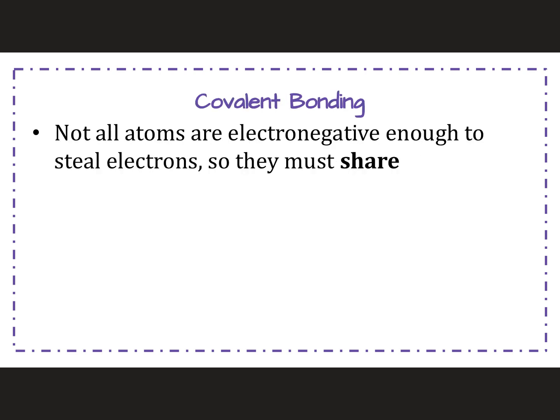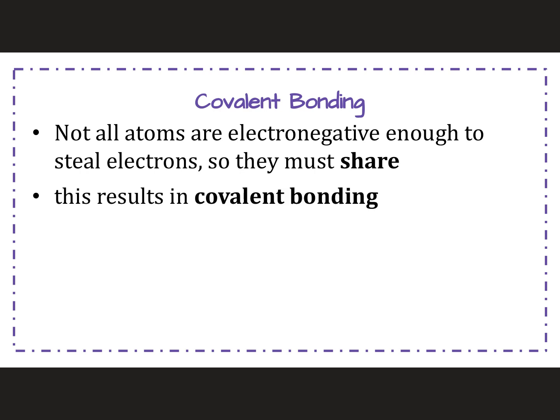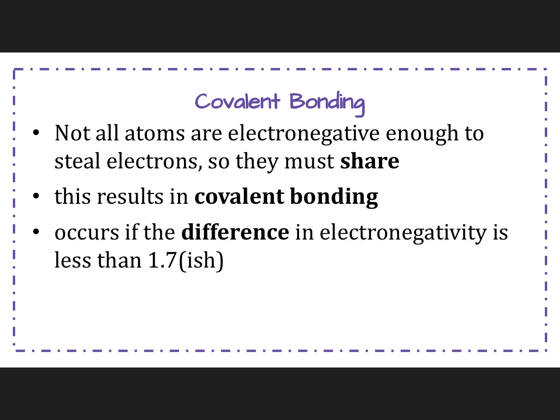Okay, so in the past we talked about ionic bonding and how we can illustrate ionic bonds. Today we're going to talk a little bit more about covalent bonding and how we represent covalent bonds as a Lewis structure. Not all atoms are electronegative enough to steal electrons from other atoms. So instead, they're going to share those electrons. This results in what's known as a covalent bond, where those two electrons are being shared between two atoms.